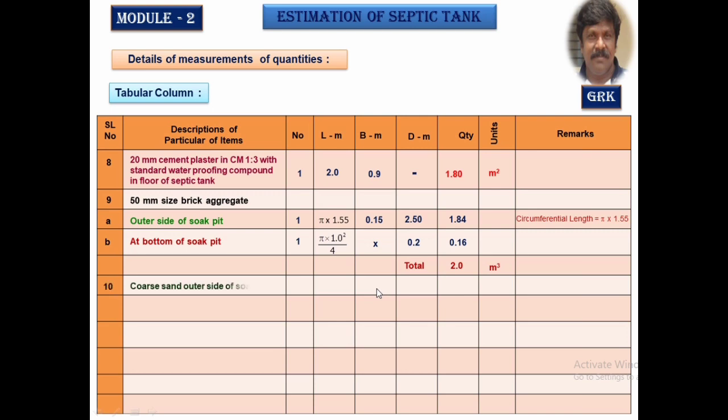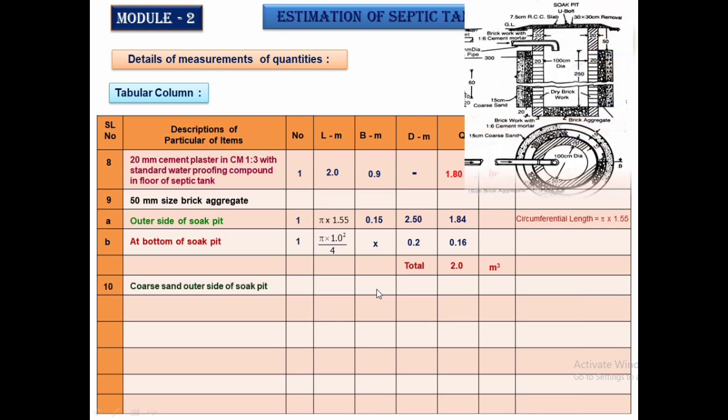Next we will calculate the coarse sand that is being provided. This is the coarse sand provided on the outer face of the brick aggregates. This is the coarse sand. Let us calculate the mean diameter.